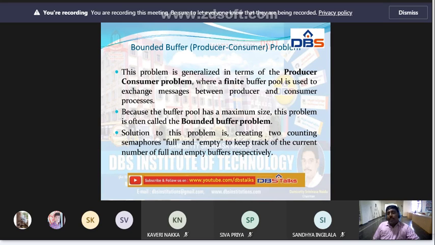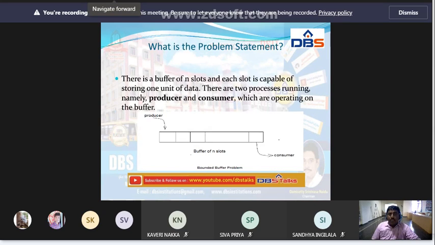The solution to this problem is creating two counting semaphores, full and empty, to keep track of the current number of full and empty buffers respectively. By using these two semaphores we are going to solve the bounded buffer problem, or producer consumer problem.